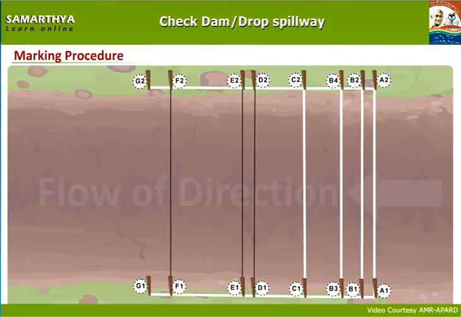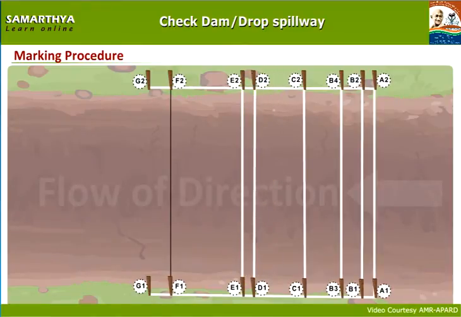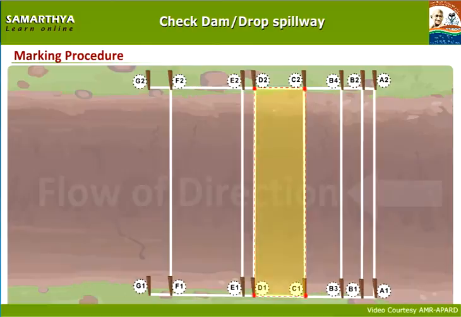Draw a line with lime powder on the thread that tied D1, D2 wooden poles. Draw a line with lime powder on the thread that tied E1, E2 wooden poles. Draw a line with lime powder on the thread that tied F1, F2 wooden poles.